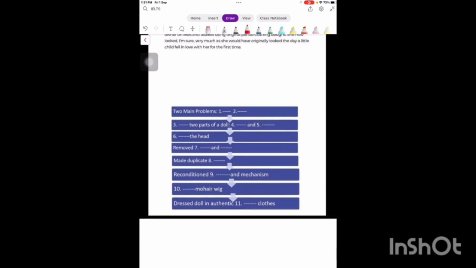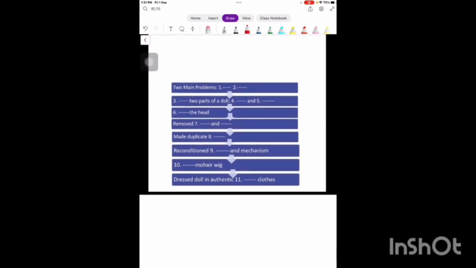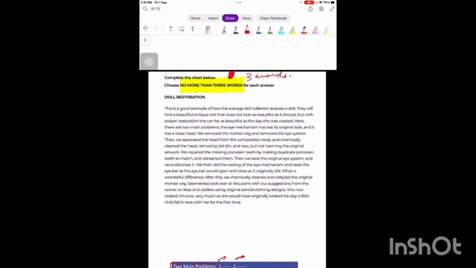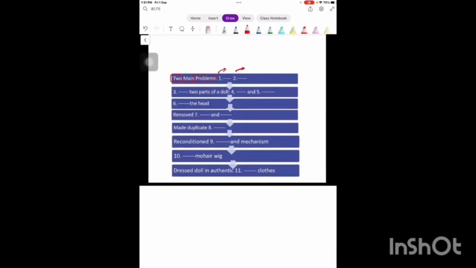Now look at the questions and underline the keywords. Two main problems. So here we are talking about some problems. So two major issues or problems is my keyword. Now that can be anything. Now the heading is basically doll restoration, so obviously problems related to doll restoration. Dash, two parts of a doll, dash and dash.